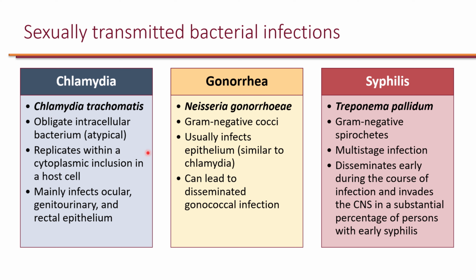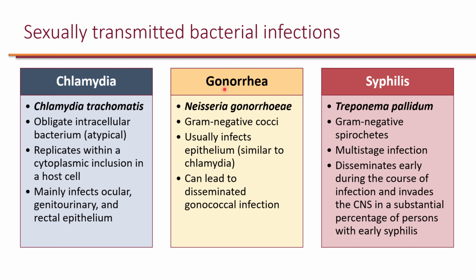Chlamydia specifically is caused by a bacterium called Chlamydia trachomatis. This is an obligate intracellular bacterium, so essentially it has to go inside the cells of the host in order to replicate, which, if you think about it, makes it difficult to culture in the lab, because they have to be inside the cell, so you cannot just grow them on a plate.